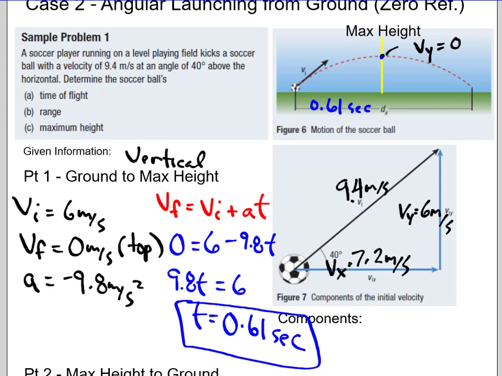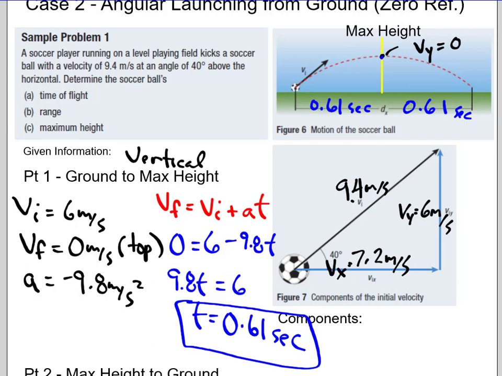Now, we can take advantage of our level playing field. We talked about this in the one-dimensional motion. If an object starts at a 0 reference point, is thrown up into the air, and then comes back down to that same 0 reference point, then what we found from symmetry was that we could double the time. So the time to fall back down to the ground would be 0.61 seconds as well. In our next example, we won't have symmetry, and so we'll have to approach the problem in a slightly different manner. Okay?